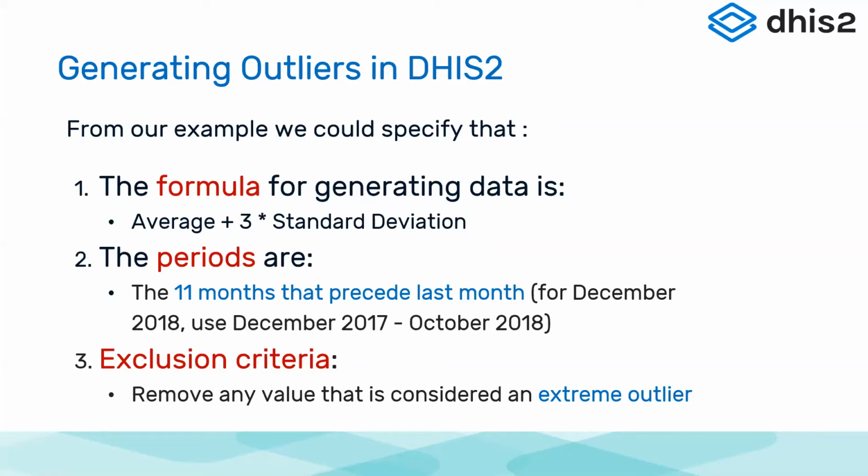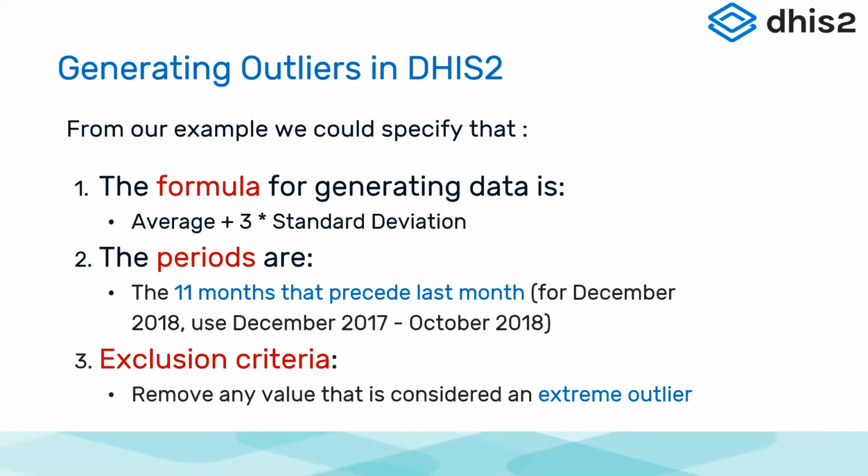So what I want to say is that a predictor will contain a formula, and a predictor will contain a period. You have to specify a period for a predictor. When you are calculating the outlier boundary with a predictor, usually we take not 12 months but 11 months that precede last month.